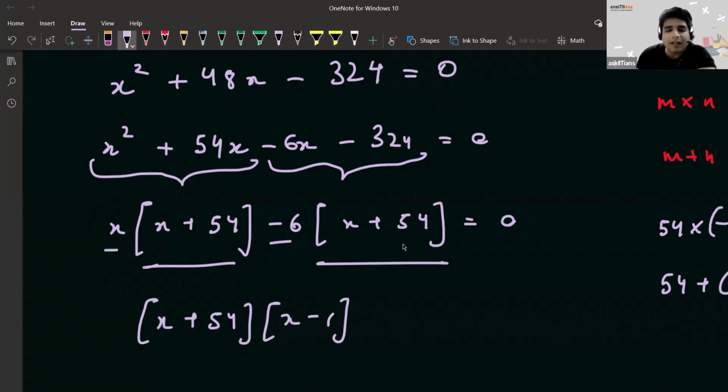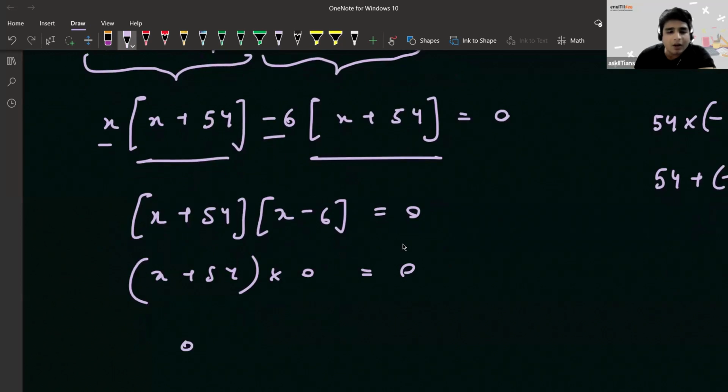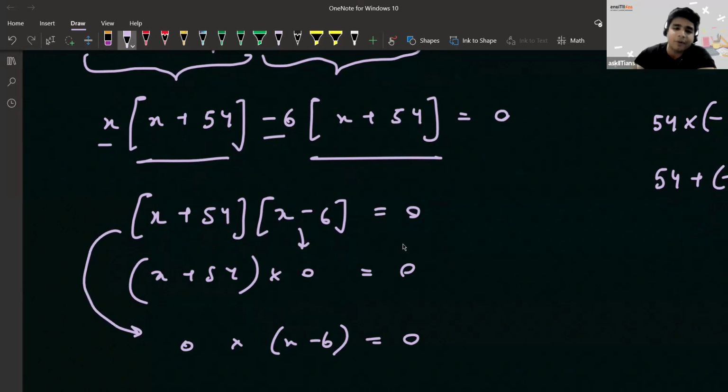Okay. How do we take common, everyone? Very simple, using the distributive law. Distributive law allows us to do that. So either this is 0. Okay. See, either x plus 54 multiplied by 0, I will get 0, right? Or 0 multiplied by x minus 6 will give me 0. So that means either x minus 6 is 0 or x plus 54 is 0.